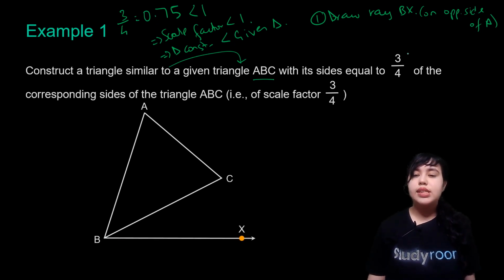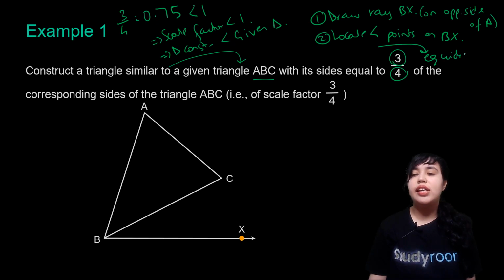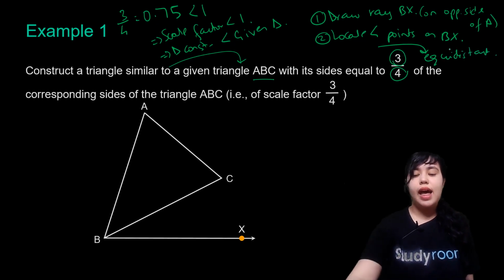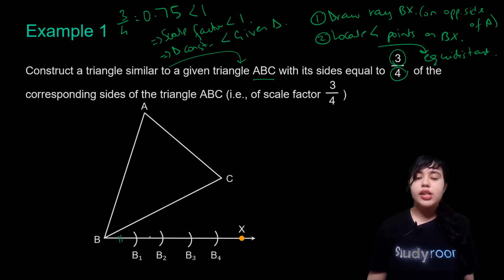Now you tell me, in this scale factor, is the numerator larger or the denominator, 3 or 4? Obviously 4 is greater than 3. So we will locate 4 points on BX. But the catch here is that these points are equidistant. So 4 points, let me have points B1, B2, B3 and B4, such that BB1 is equal to B1B2, is equal to B2B3, is equal to B3B4. Why did I make 4 points? Because I take the larger number in the scale factor and make that number of points on my ray BX. Now we need to join some points here. So join this B4 and C.